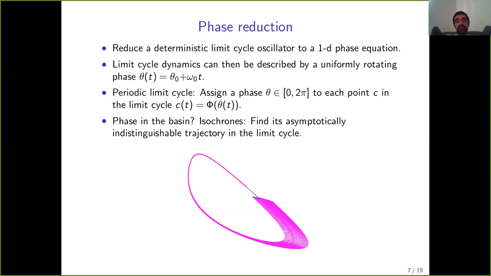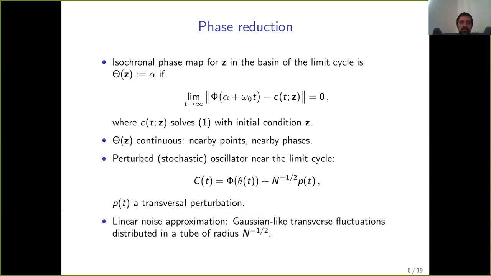And one idea is to compute the isochrons, which was mentioned before in this track, so I will not spend too much time on that. So the idea is to find the asymptotically indistinguishable trajectory.